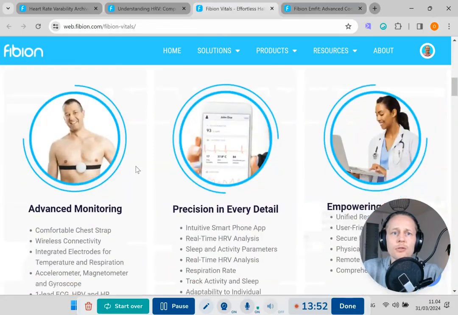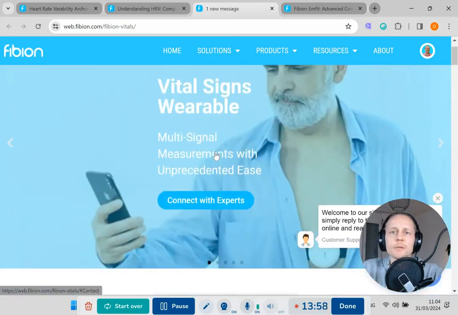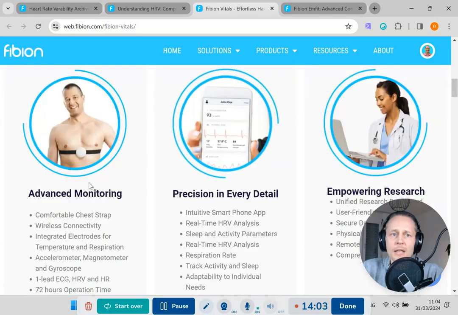And what we also have is another device called Fibian Vitals. It's a device that comes on the chest. You attach it with the heart rate belt, and it can measure the heart rate variability. And this is very accurate because it's actually measuring the electrical activity of the heart from the skin. So the electrical activity of the heart goes to the skin, and then we can measure it with the heart rate belt. And this is also measuring one lead ECG, so you will get the full curve also with this device.